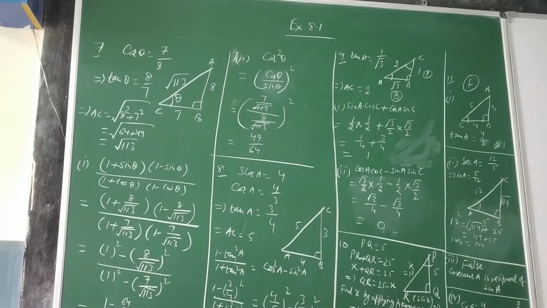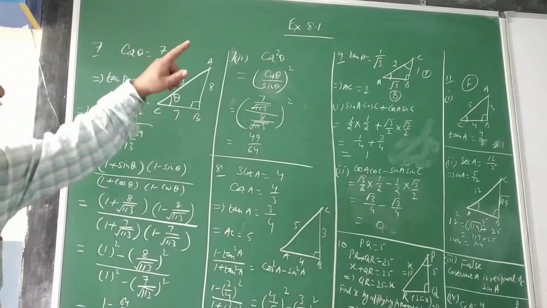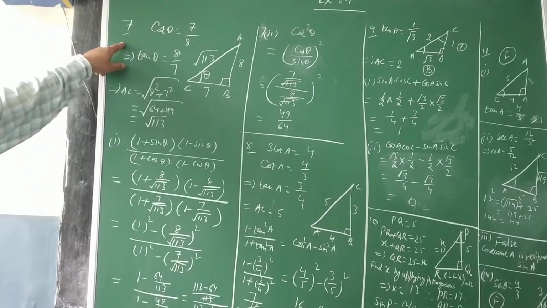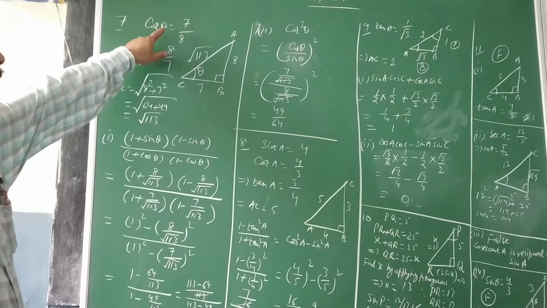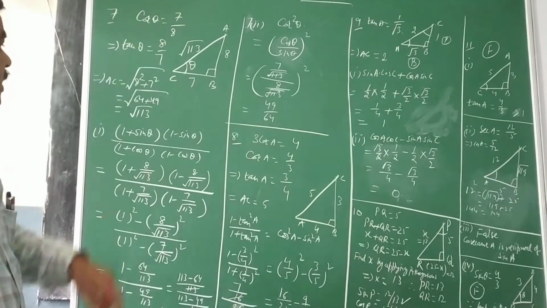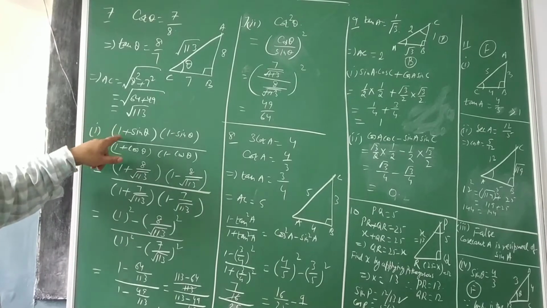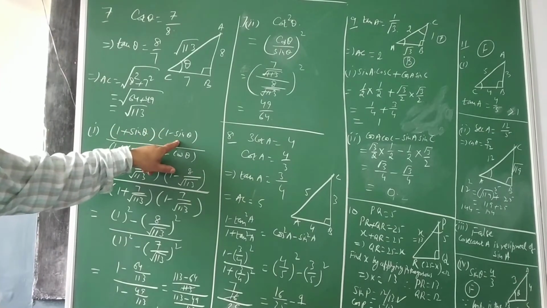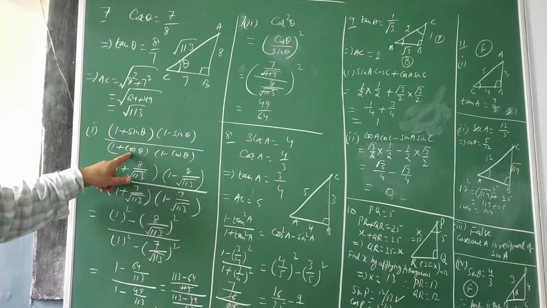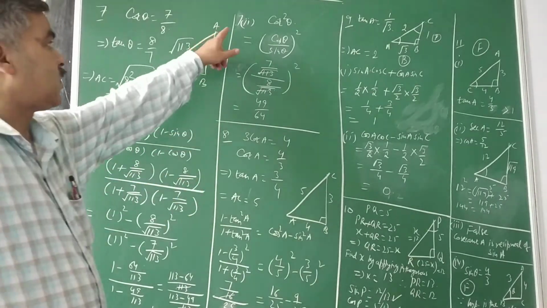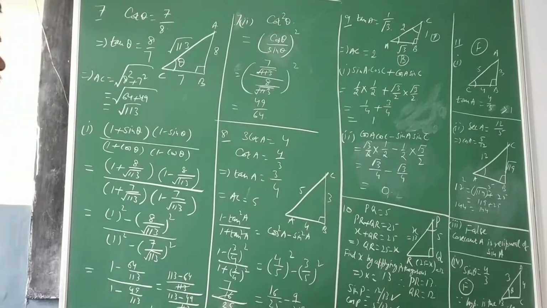Good morning to all. We continue with exercise 8.1, question number 7 onwards. In question number 7, we are given cot theta is equal to 7 upon 8. In the first part, you have to calculate the value of (1 plus sin theta)(1 minus sin theta) upon (1 plus cos theta)(1 minus cos theta). In the second part, you have to calculate the value of cot square theta.